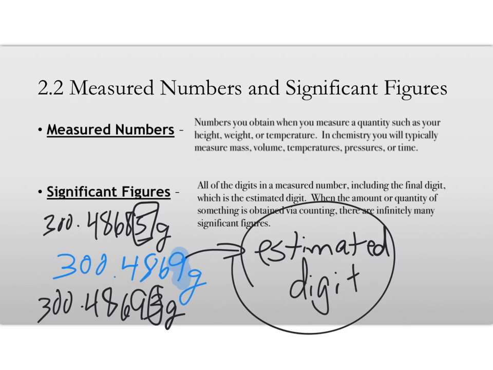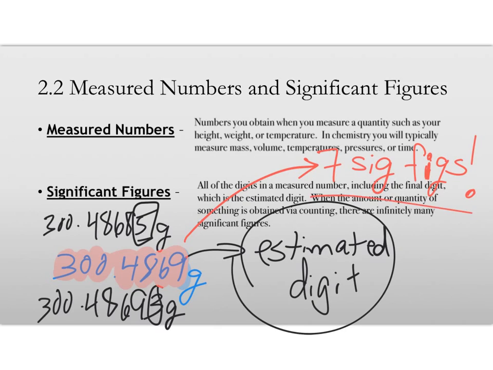But this 300.4869 has 1, 2, 3, 4, 5, 6, 7 significant figures, or 7 sig figs, as we call it. Okay.